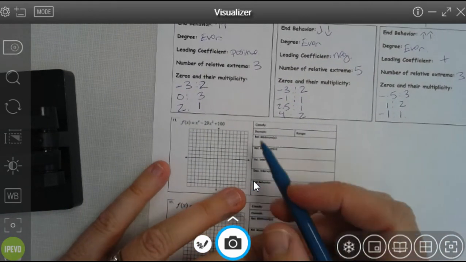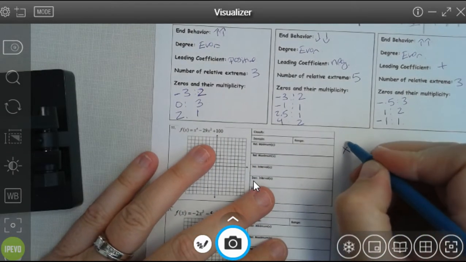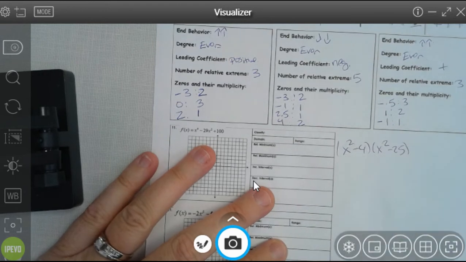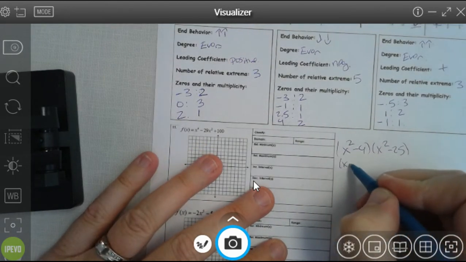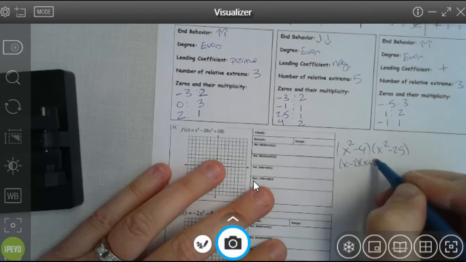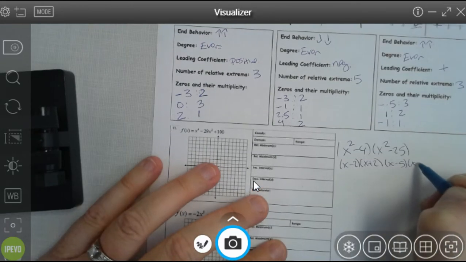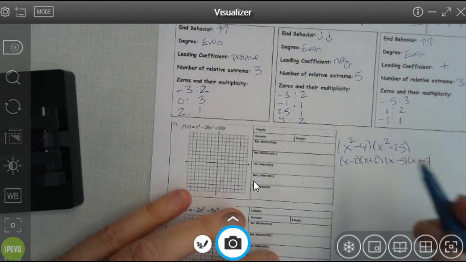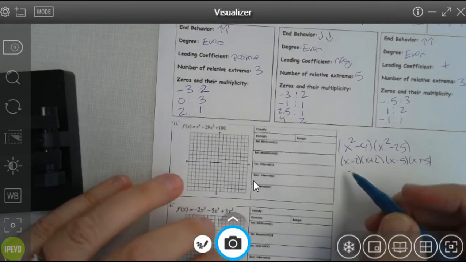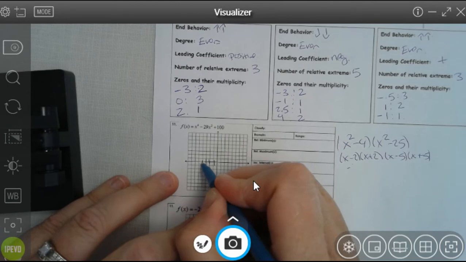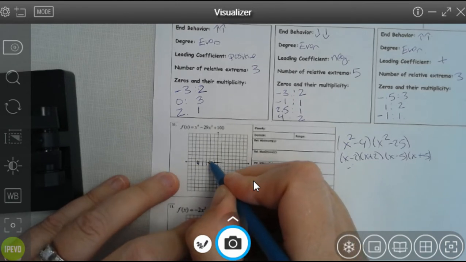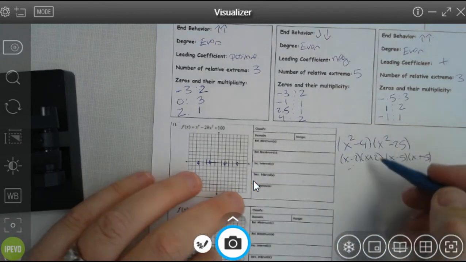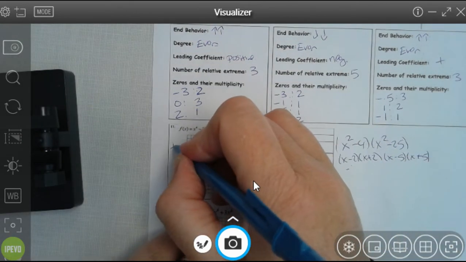All right, so down here, let's factor this first. This factors into x squared minus 4 and x squared minus 25. So this would really be x minus 2 and x plus 2, x minus 5 and x plus 5. If we are going to graph all of these, we're graphing it at plus and minus 2, and plus and minus 5. So this is a positive even.